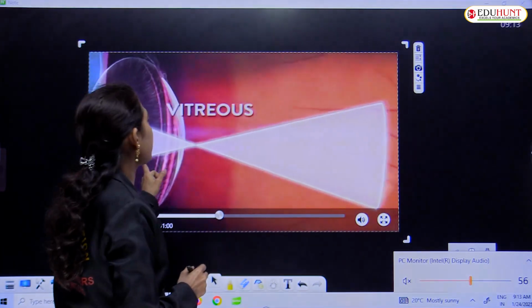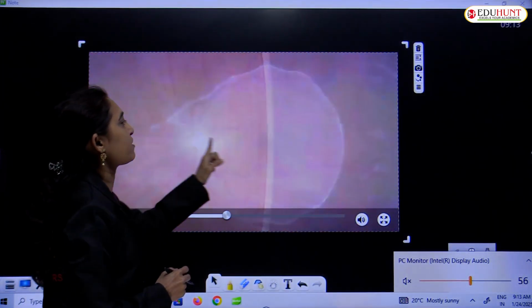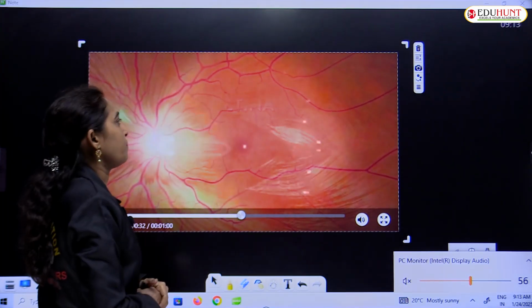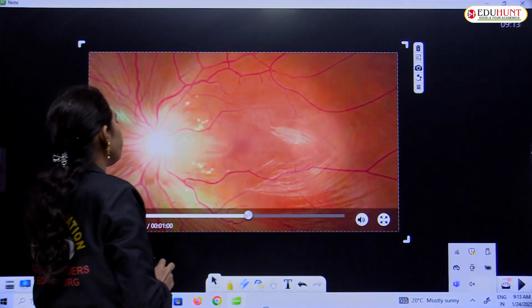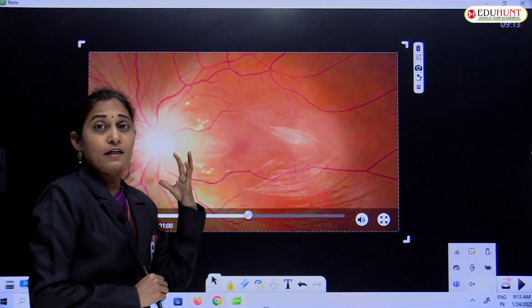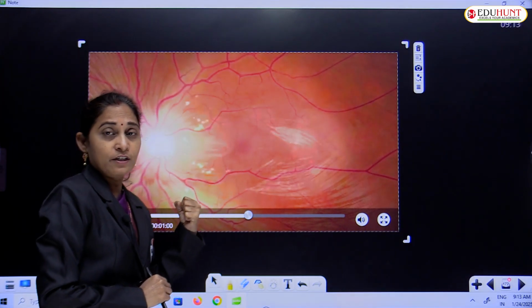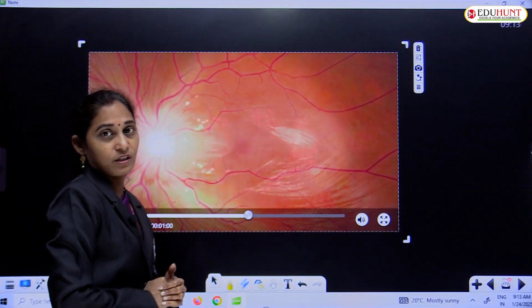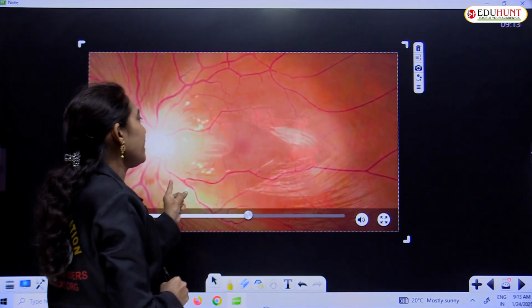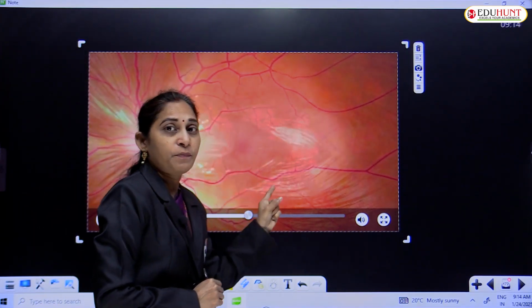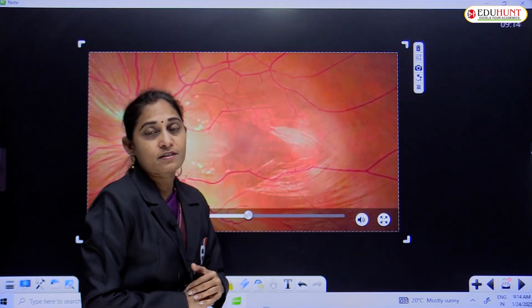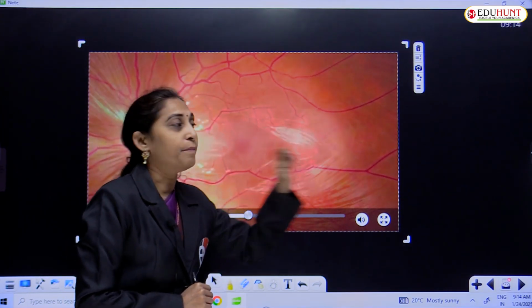Okay, from the lens, via the vitreous humor, the light is received by the retina. Now the retina converts the light signals into electric impulses, nerve impulses, and via the optic nerve it sends the stimuli to the brain.